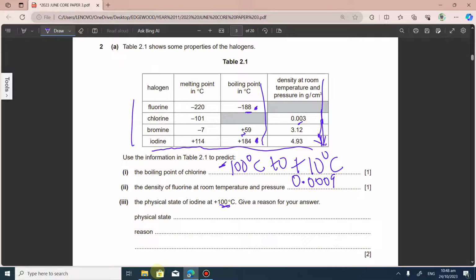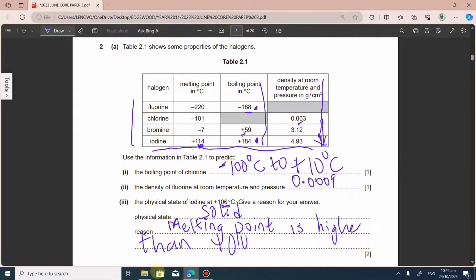Now you see that this temperature, plus 100 degrees Celsius, is lower than the melting point of iodine. So at this state, iodine is still a solid because we've not gotten to the melting point yet. 100 degrees Celsius is lower than 114. So at that state, iodine is still a solid. Reason being that the melting point is higher than 100 degrees Celsius.